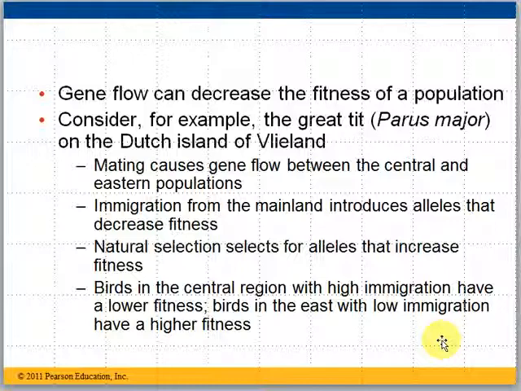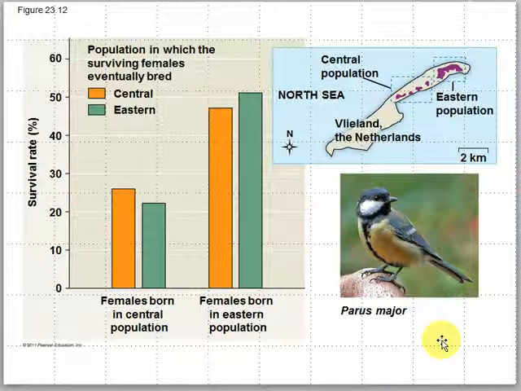So here in the little map, we show the island that we're talking about, and here are the two populations. We have one called the central population and one called the eastern population of this little bird, cute little guy right here. Now what you don't see on the map is the mainland, which is off of the map somewhere, and some of these birds also live on the mainland.